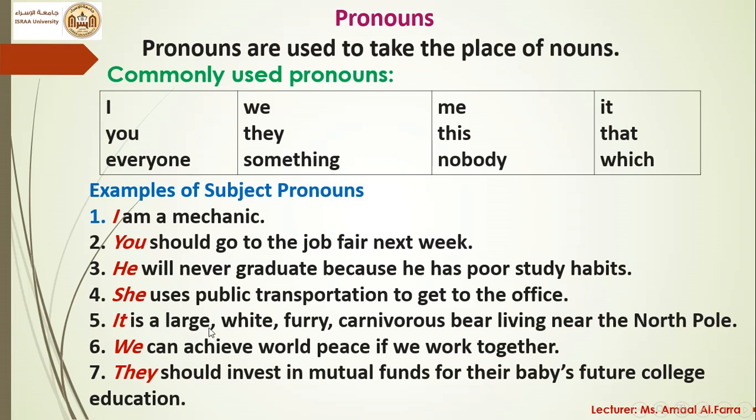It is a large white furry carnivorous bear living near the North Pole. It is a subject, refers to the bear. We can achieve world peace if we work together. We is a subject. They should invest in mutual funds for their babies' future college education. They is also a subject. It replaces the noun, for example, parents. It replaces a noun.